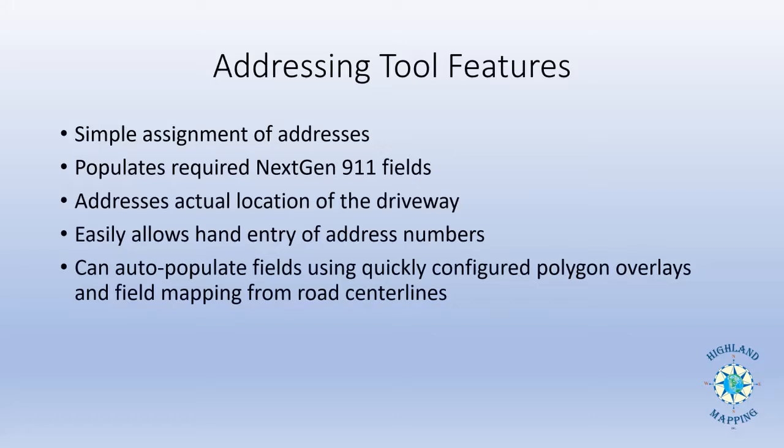Some of the features of the Highland Mapping addressing tools are simple address assignment. All required NextGen fields are automatically populated, including the global unique ID field. You have the ability to address the actual location of the driveway. If you need to shoehorn in a house number that isn't calculating to fit older addresses, that can easily be done. Overlays and field mappings from street features and polygons can be used to populate fields within the address points.